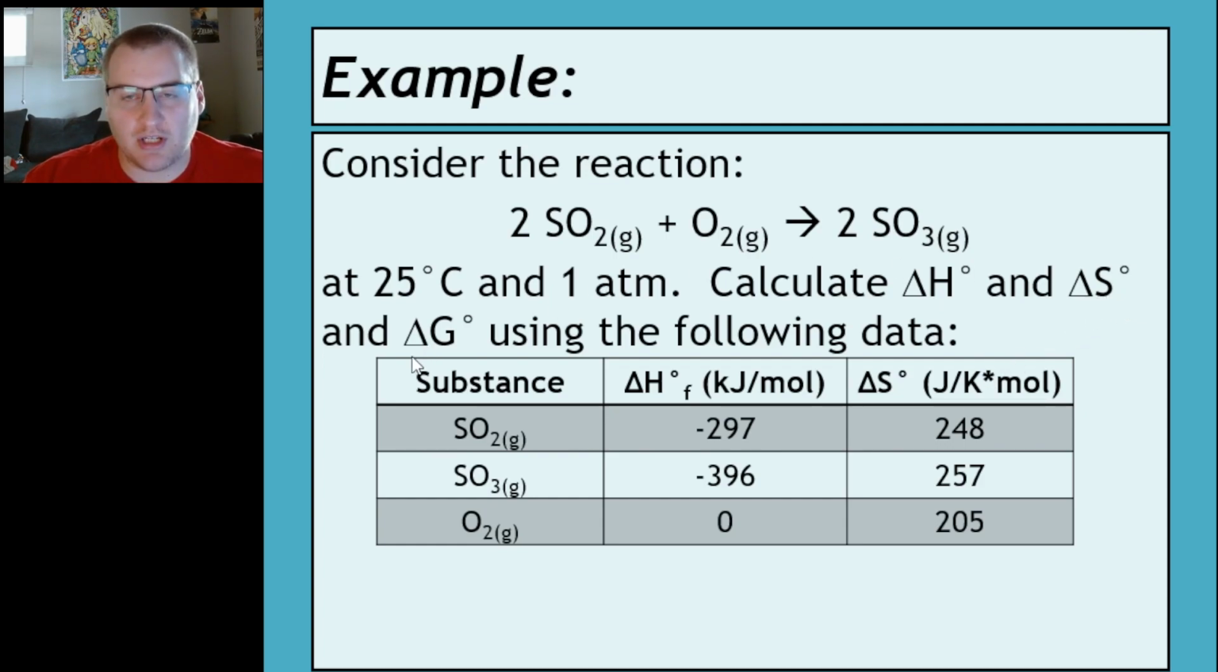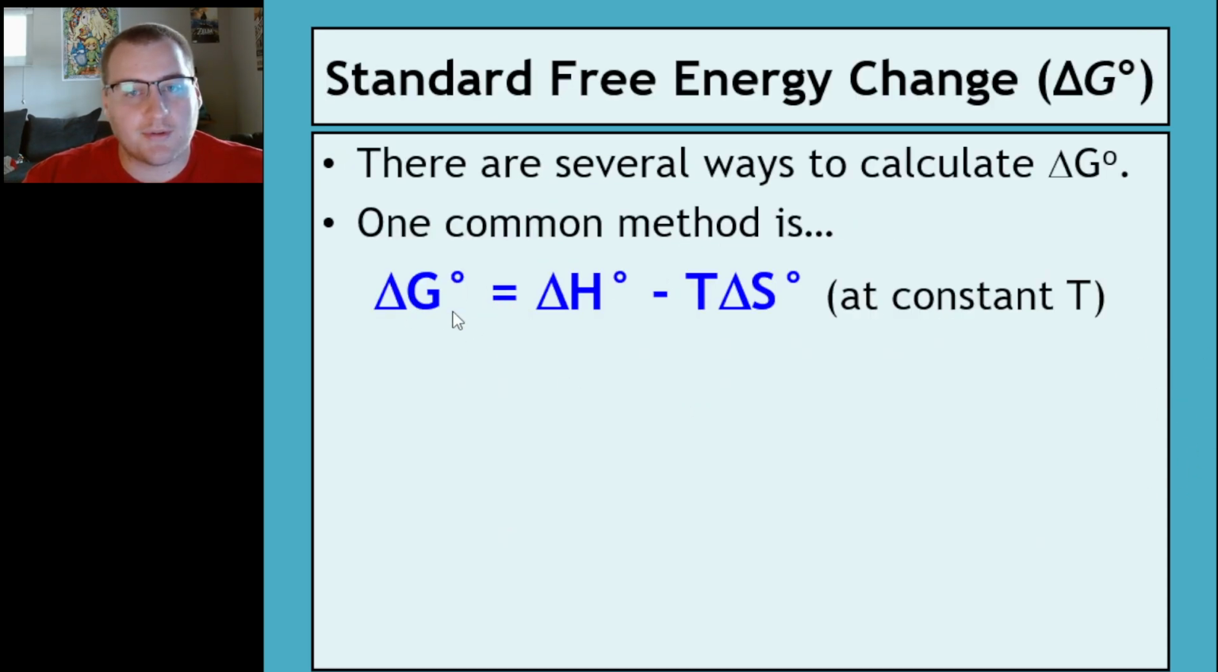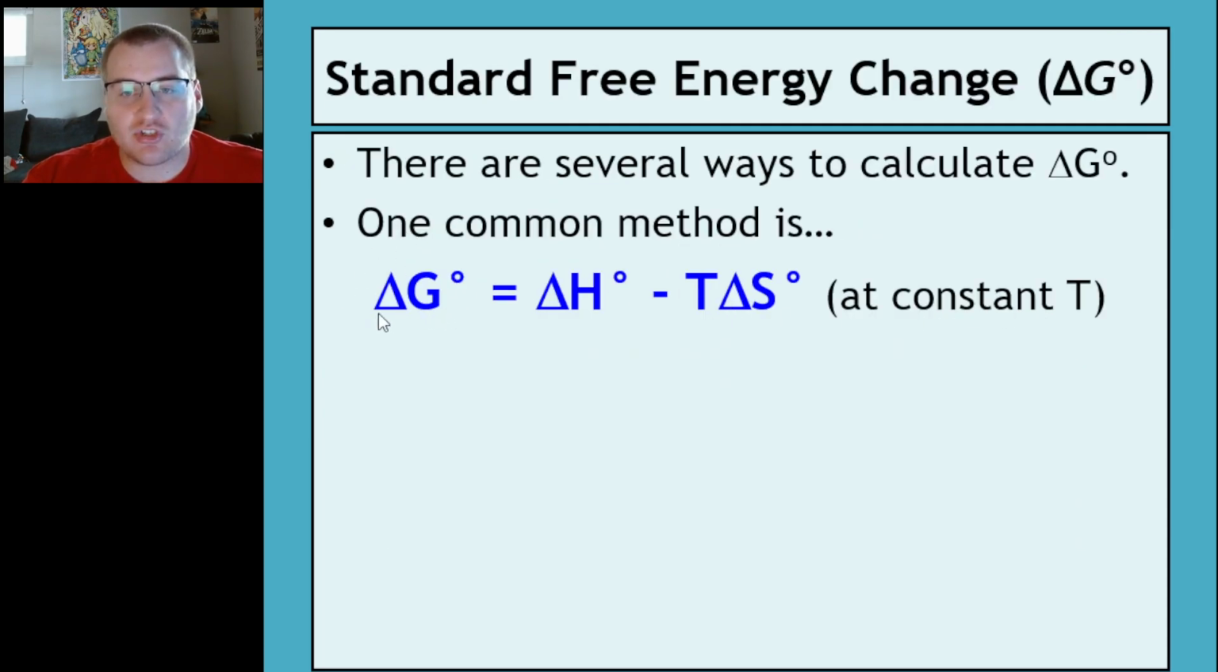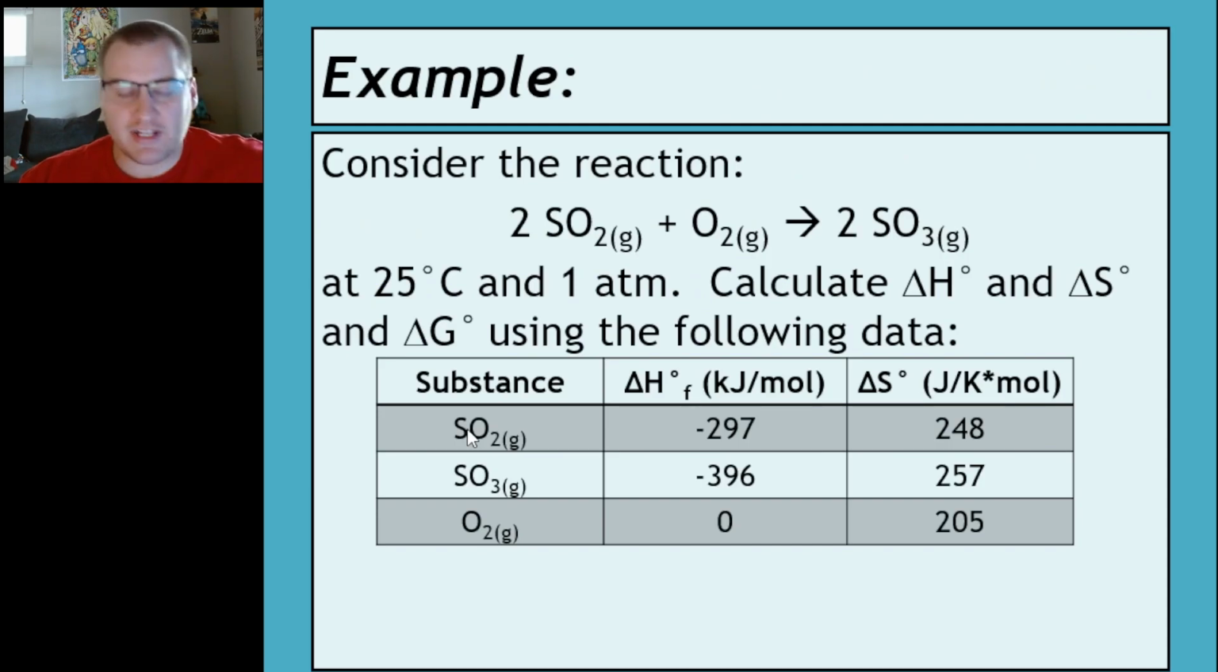How do we find G? Well, there's no G values in the table here, but G is related to H and S. If we know the temperature, which we do, we can plug in that, and we can just solve for delta G using this reaction. So that's what we're going to do here.